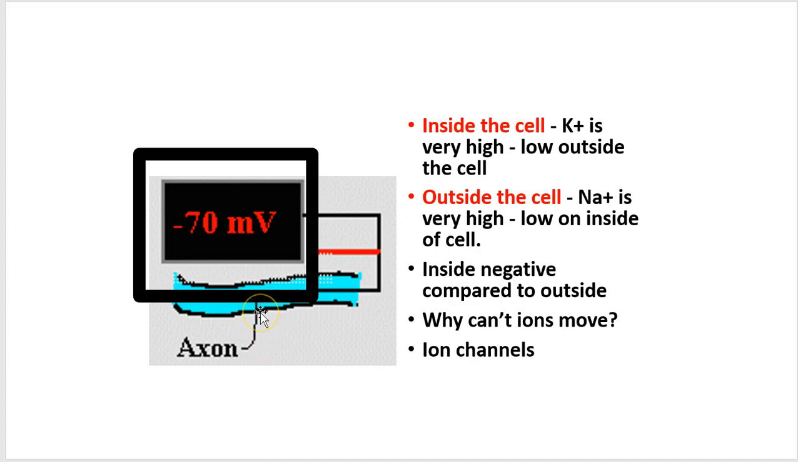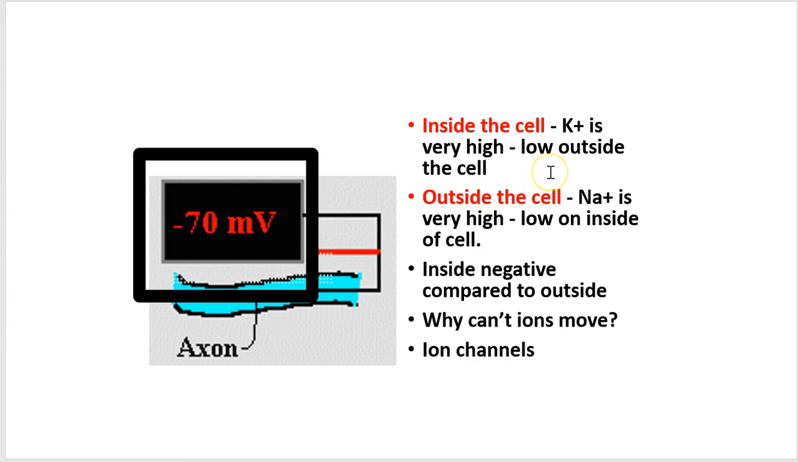So when we look at a neuron, if we take a little voltage meter and stick it inside the axon, we will find that the inside is negative compared to the outside, specifically around negative 70 millivolts. So the inside is negative compared to the outside, which is positive. Now, why is that? One reason is how the ions are set up in a resting neuron.